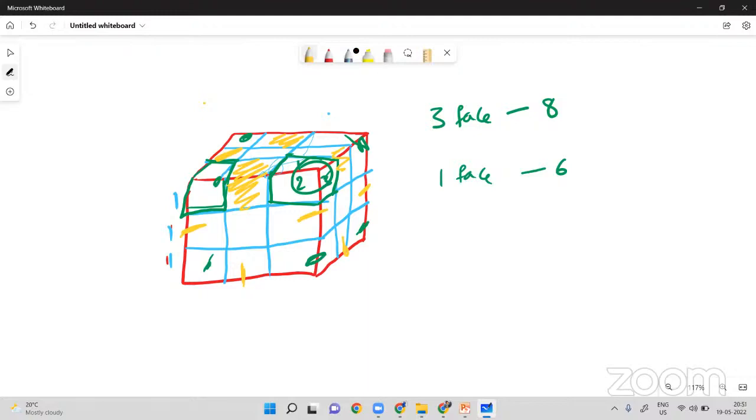Okay. Can you take your room now? Just try to calculate once. By the time I calculate silently, you just consider your room and try it on your own. Got it?